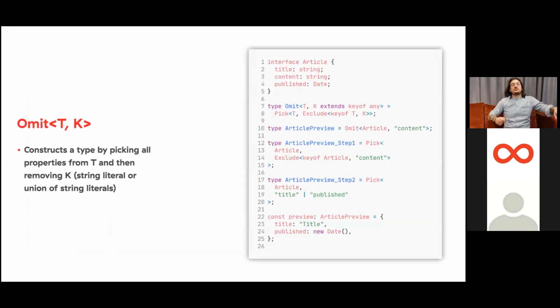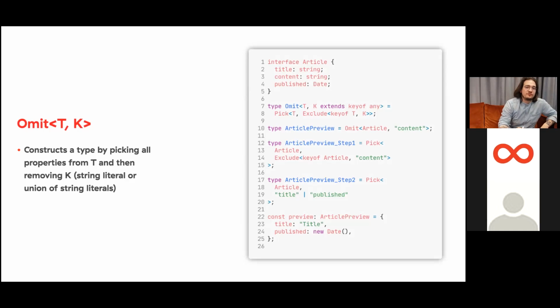So actually, exclude is a low-level primitive. You usually want to use it as maybe a library creator, but I needed to explain it because it's a basic construct of the next conditional type, which is omit.